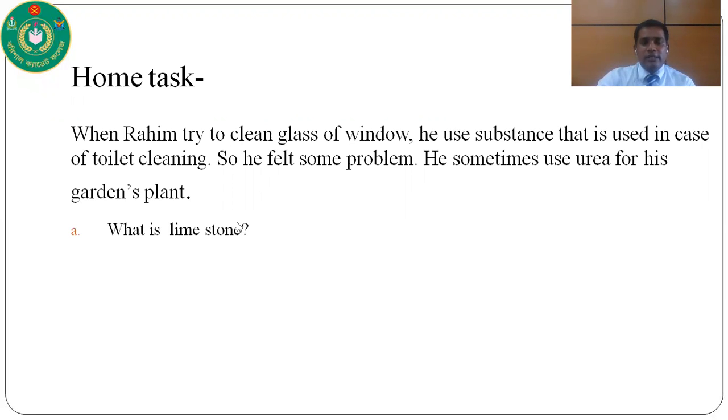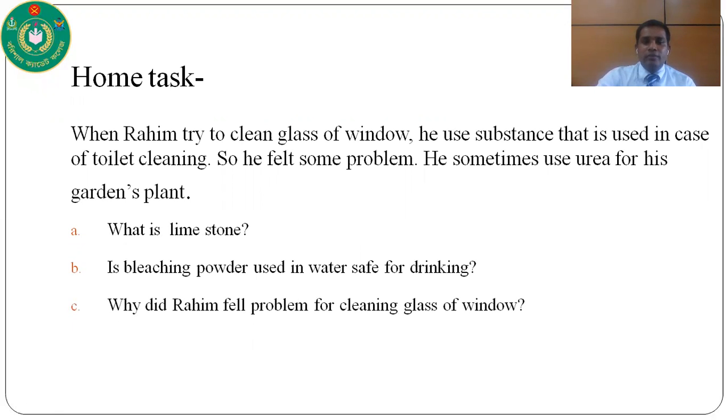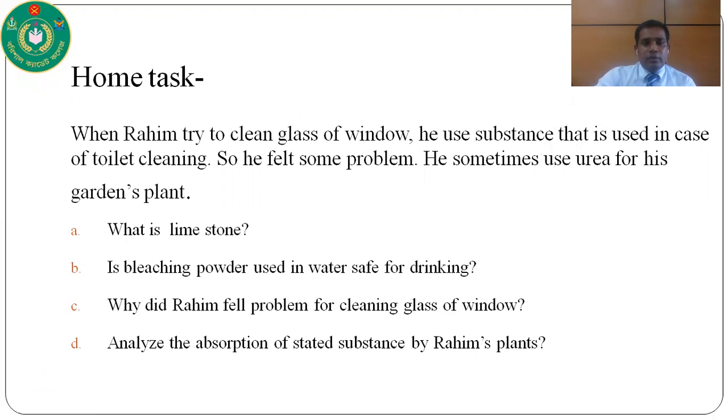So first question is, what is limestone? Second one is, is bleaching powder used in water safe for drinking? Number 3, why did Rohim feel problem cleaning the glass of windows? Number 4, analyze the absorption of the stated substance by Rohim's plant.